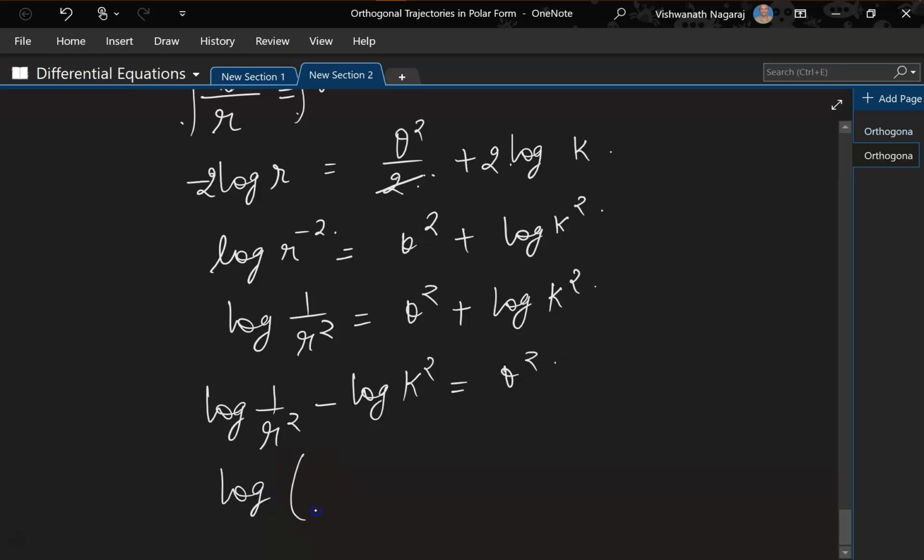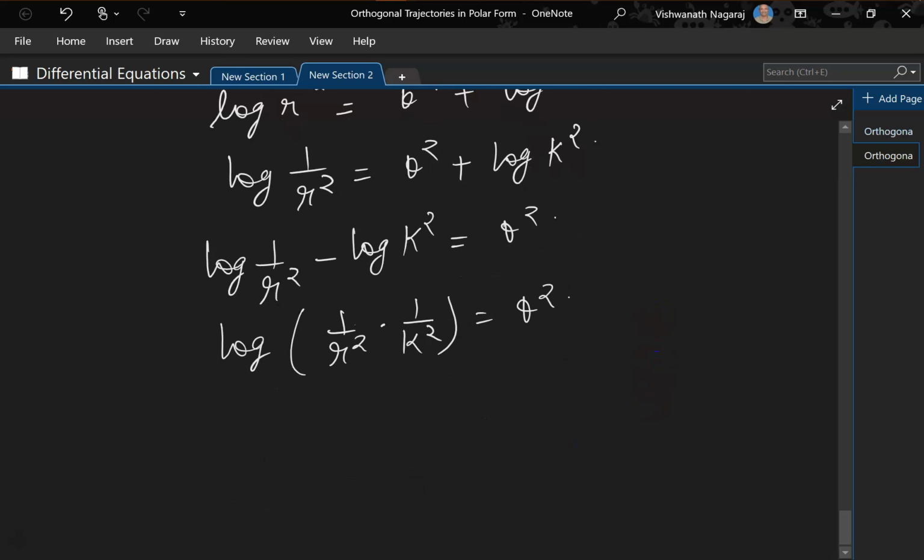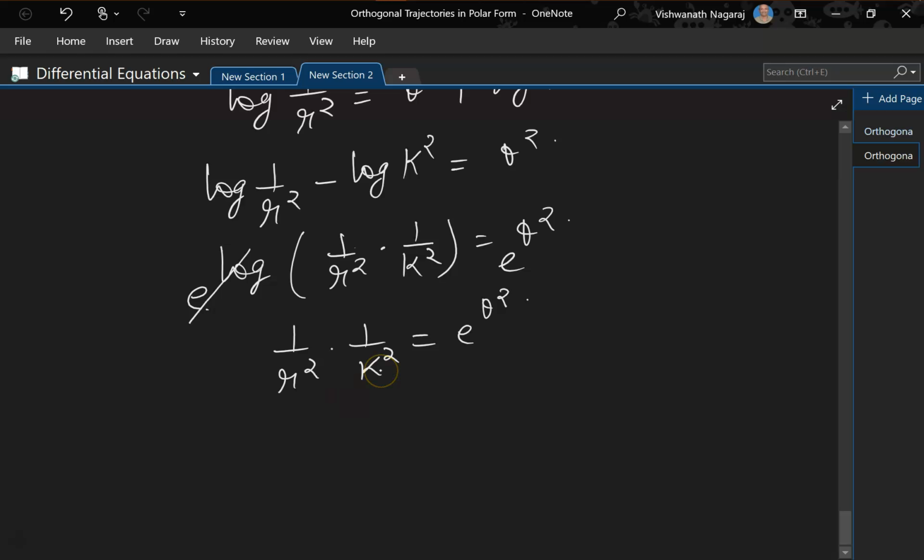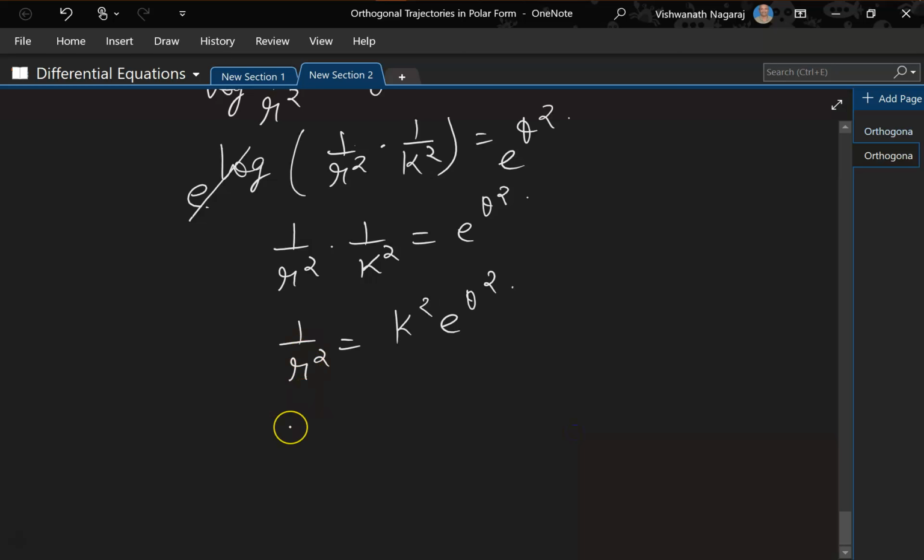So this can be written as log of 1 by r square divided by k square, which means 1 multiplied by the reciprocal, is equal to theta square. Now let's exponentiate both the sides. So the log gets cancelled and we are left with 1 by r square times 1 by k square is equal to e to the power of theta square. Now let's take k square to the other side. So 1 by r square is equal to k square e to the power of theta square. Now let's take the reciprocal of both the sides.